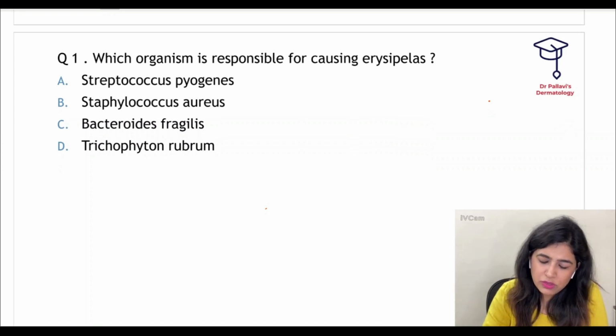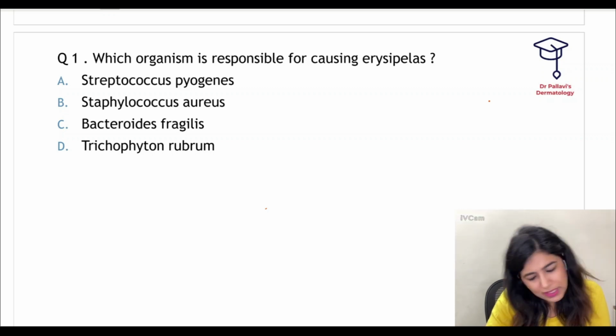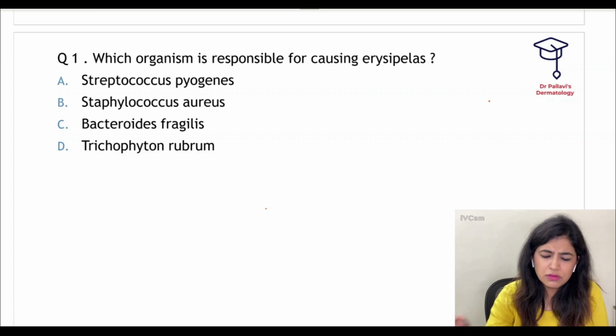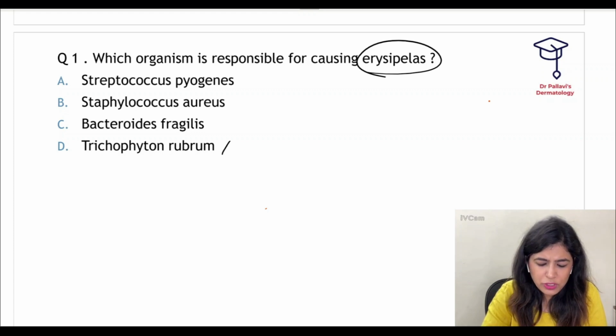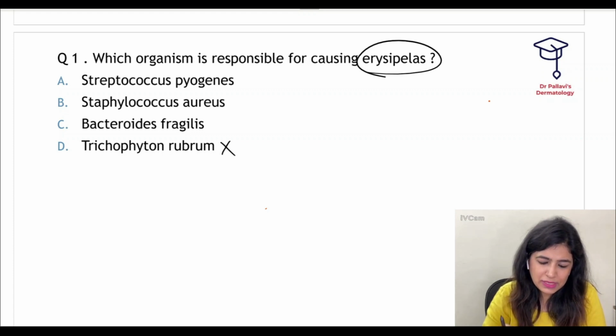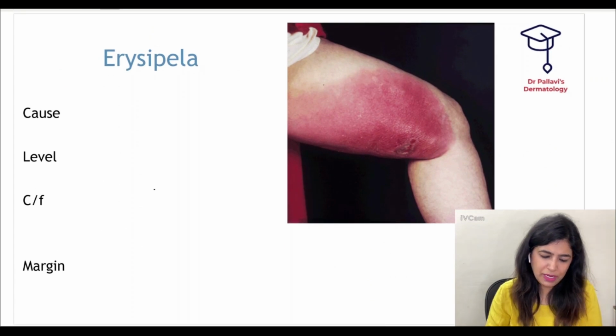Which organism is responsible for causing erysipelas? Streptococcus pyogenes, Staph aureus, Bacteroides fragilis, and Trichophyton rubrum. First of all, rule out the least probable. Erysipelas we know is a bacterial infection of the skin. So option D can never be the answer. Trichophyton rubrum is a fungus. That is gone.